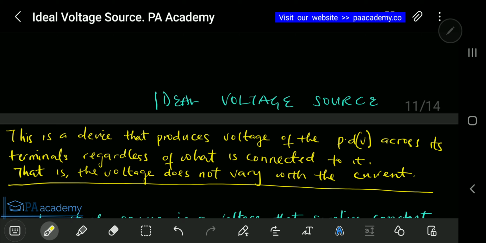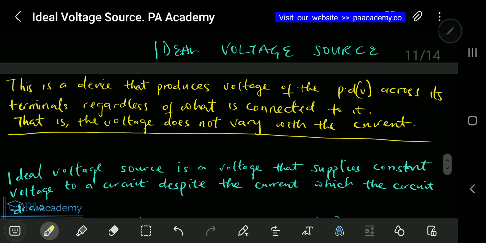It says this is a device that produces voltage, or potential difference, across its terminals regardless of what is connected to it. That is, the voltage does not vary within the circuit. So before we go to the second definition, what an ideal voltage source is all about is that it's a voltage source that produces a constant voltage. Exactly, that means the voltage that it is supplying to the circuit is constant irrespective of the components or whatever you have in that circuit, or irrespective of the amount of current that particular circuit is actually drawing.